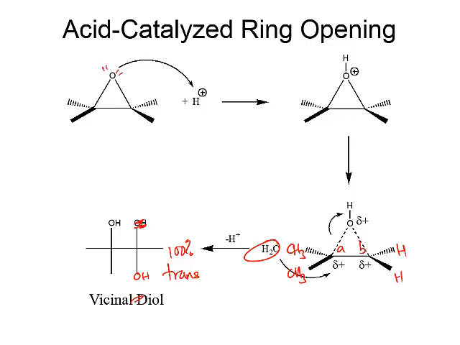Somebody give me an answer. Which carbon has the greatest delta positive charge? A or B? A. Because A is the most substituted.